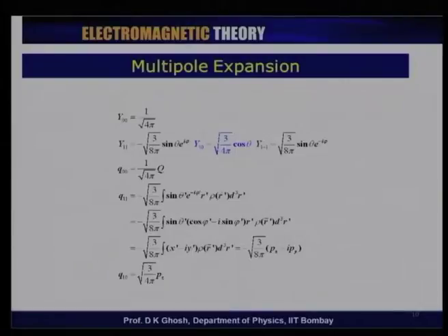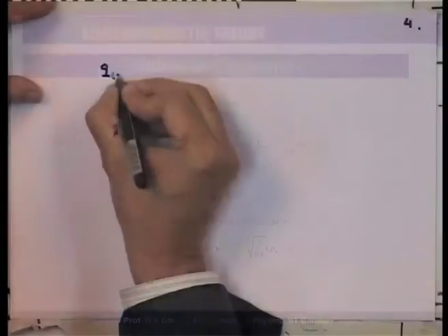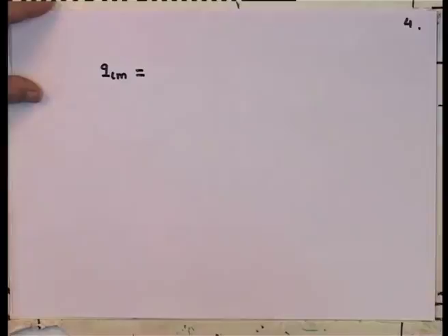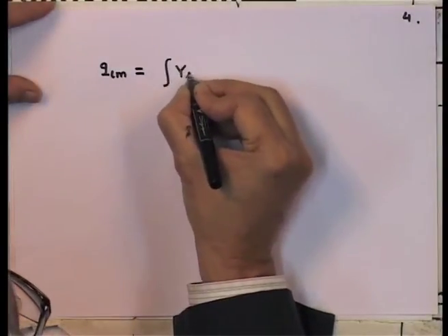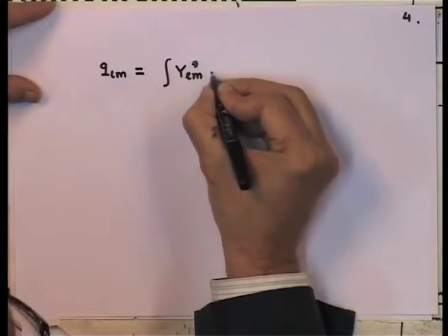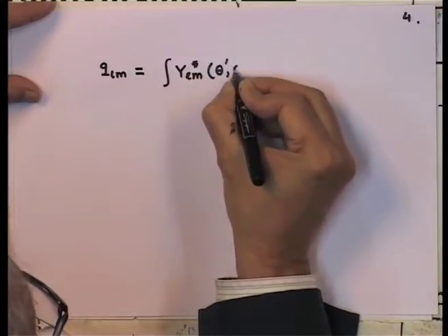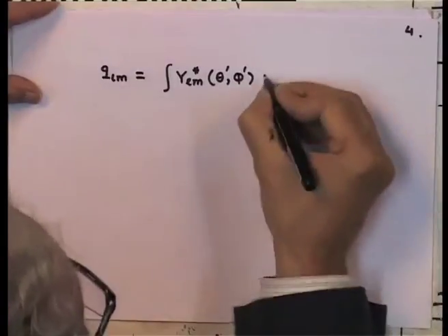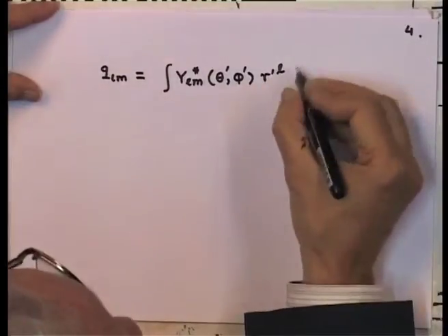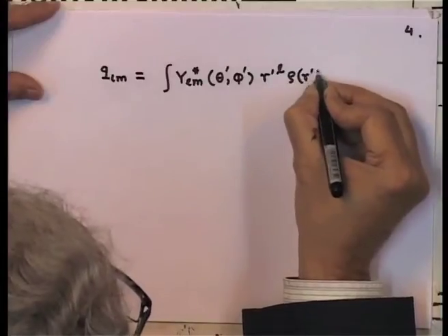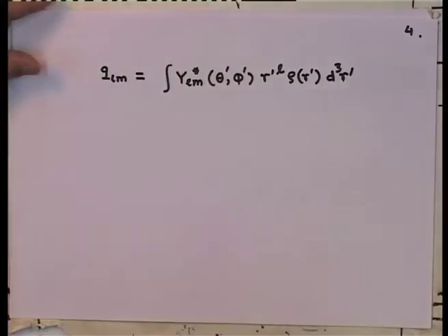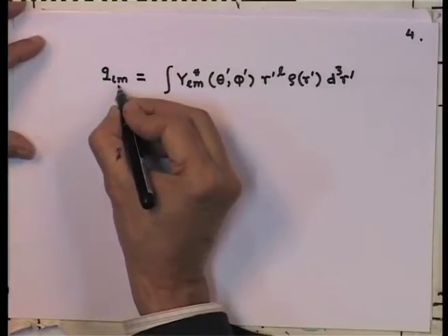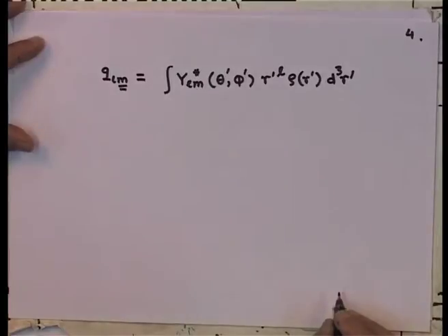So, we had written down q_lm, which is the multipole moment, as being given by Y_lm star (theta prime, phi prime) r prime to the power l rho(r prime) and d cube r prime. Remember that the value of m corresponding to that of l goes from minus l to plus l.